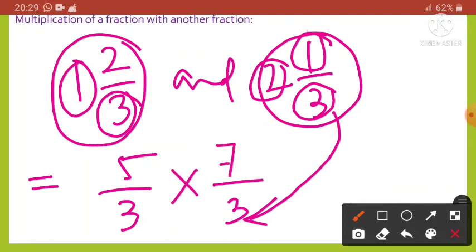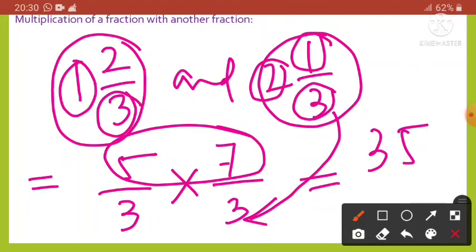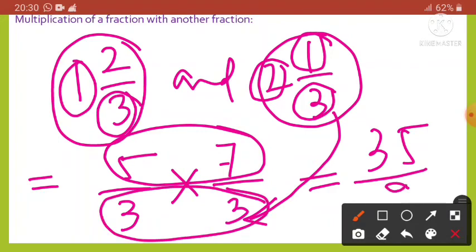Now to multiply, we first multiply the numerators. Here it is 35. Then we multiply the denominators. Here it is 9, so it is an improper fraction. Then you have to convert it into a mixed fraction. We divide 35 by 9, and then you will get the answer. So this is the multiplication of a mixed fraction with another mixed fraction.